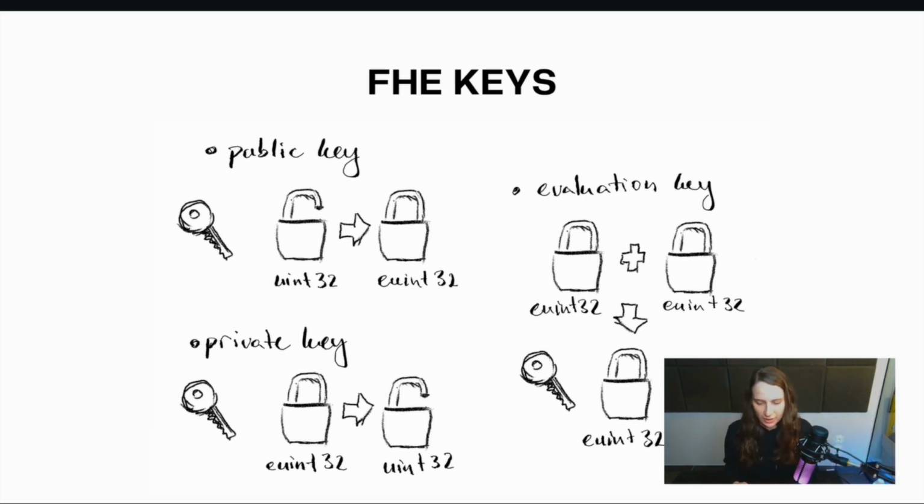This evaluation key basically allows us to perform computations on encrypted data. So I can take an encrypted 3 and an encrypted 2, and I can get, with this evaluation key, an encrypted 5. So everything is encrypted, and once I need the final answer, I can basically compute on the private key and retrieve my information.